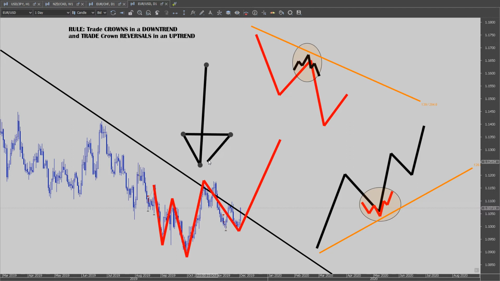Now everybody, if those are the rules, what do you say? Can we go long on euro dollar daily chart with this crown reversal? What do you think, Annie? Everybody, what do you think? You can say yes, you can say no, and don't worry, there is no right or wrong.